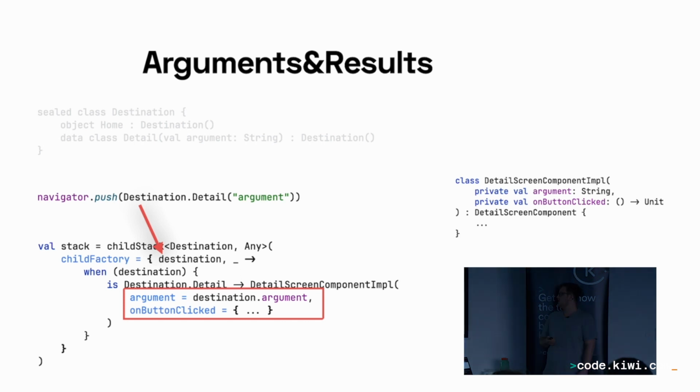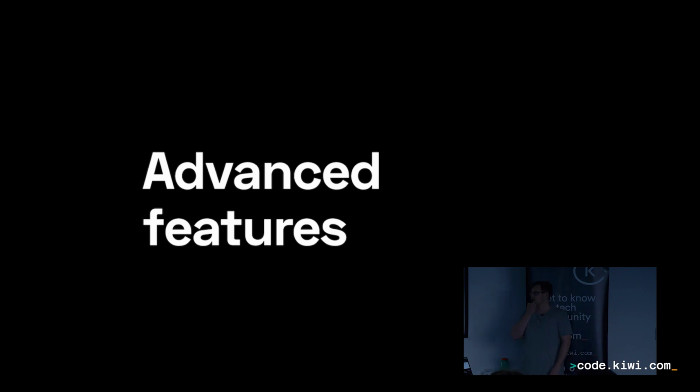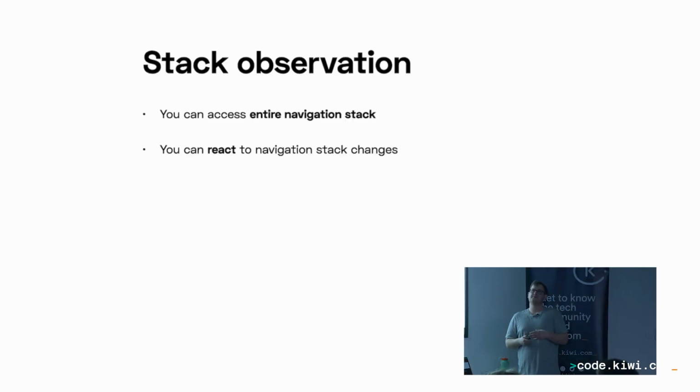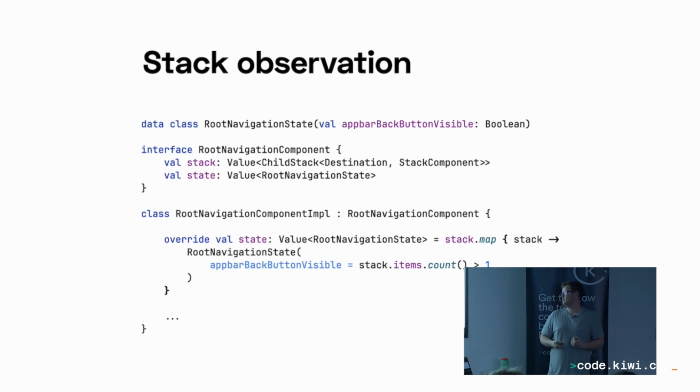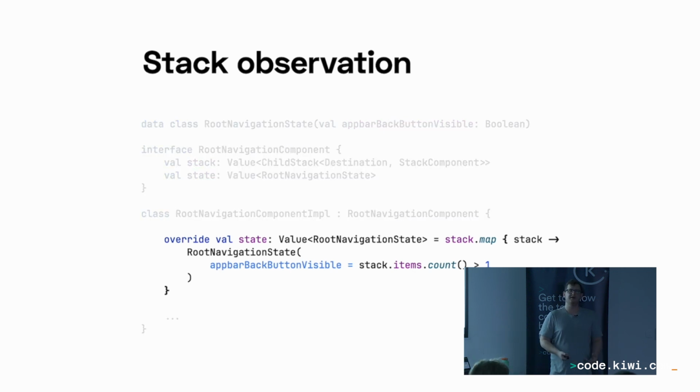Now, what about some advanced features? Another thing you can do with Decompose is that you have full access to your navigation stack. And this is a really cool and useful feature because you can introspect your entire navigation stack and see what screens are on it, how many screens there are, etc. And you can do some cool stuff with it, like observe how many items are on the stack, and based on that, you can tell the UI if it should display the back icon in your navigation app bar or do something completely different.